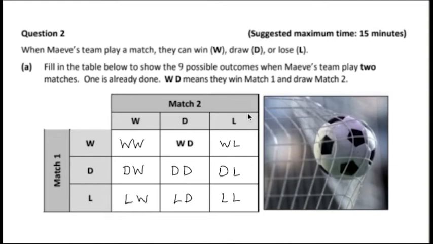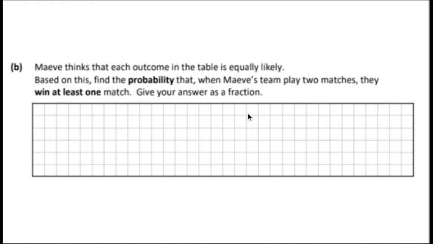Maeve thinks that each outcome in the table is equally likely. Based on this, find the probability that Maeve's team win at least one match of the two. So for at least, we need to take one as a minimum. Okay, so one or more.